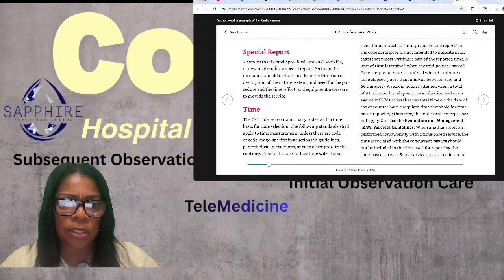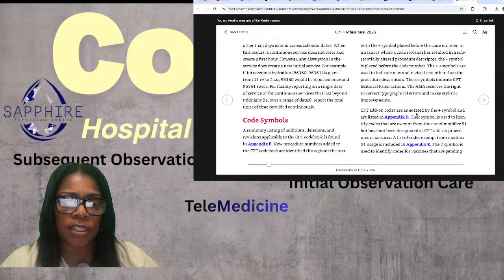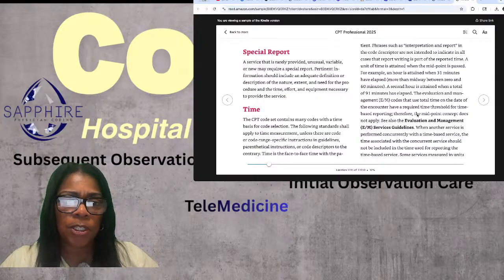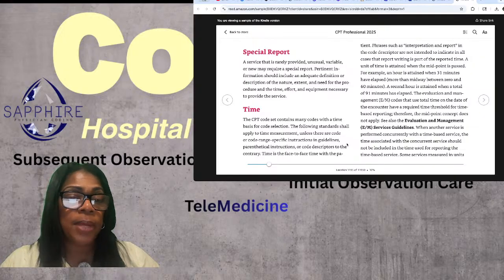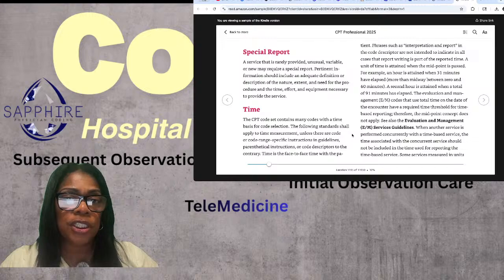I want you to read this right here. This is just giving you more of a definition. Here, you just scroll down and then you see more. See, special report, right? Time. All this goes with time. And this is just telling you how evaluation and management is used with time. How are you going to code it? Same thing that we just went over. It's just giving you this definition in the book. That's it.